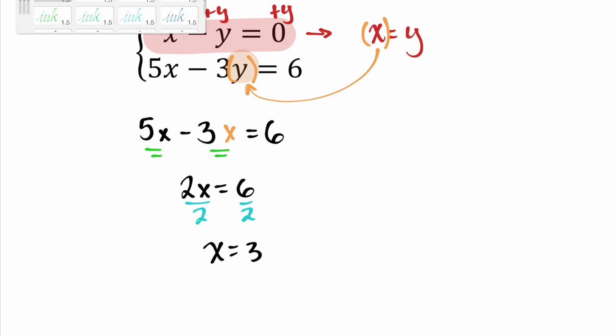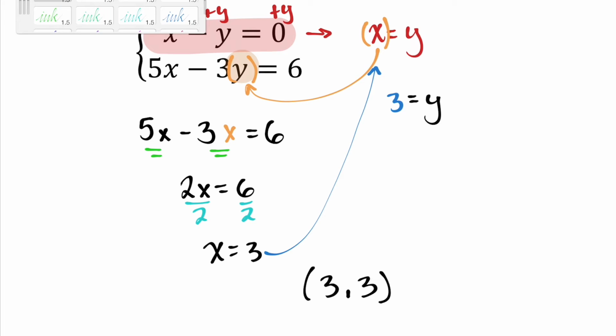Again, I need both variables, so I can plug this 3 back into the equation that we solved for here. And that means 3 would also be equal to y. Since x and y are equal to each other, if x is equal to 3, y is also going to be 3. And so I'm going to make sure that I have my entire solution set. So I show my x and my y, what they were both equal to in point form, because this is the point on the graph where these two equations would be crossing each other.